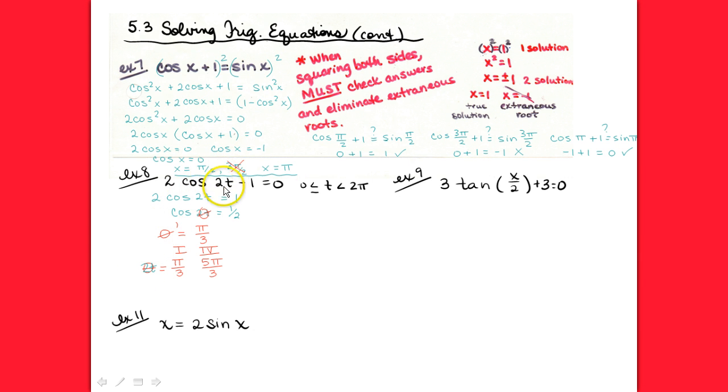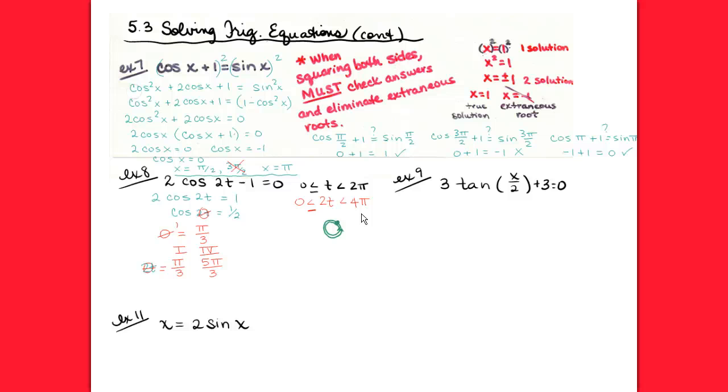I'm solving for 2t. So the first thing that I have to do is, if I'm going to change from t to 2t, if I'm going to multiply the middle piece of this inequality by 2, I have to multiply this whole inequality by 2. So I'm going to go through and say 0 times 2 is 0, t times 2 is 2t, and 2 pi times 2 is 4 pi. So unlike in most of my problems where I give answers between 0 and 2 pi, in this problem I'm going to have to give answers between 0 and 4 pi.